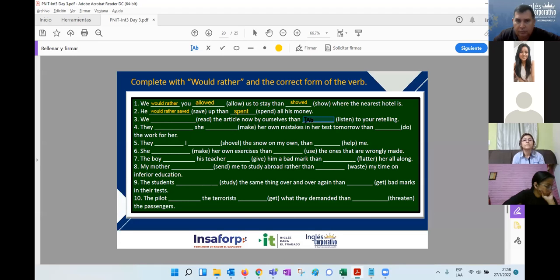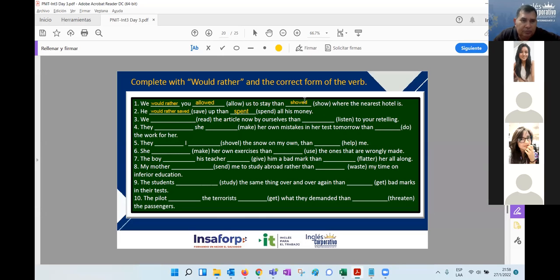Todo su dinero. Teacher, in those sentences, the verb both is in the past? Only one. In number one, only allowed, and this is in the present, show. Then show. Okay. Exactly. And this one, there is no subject, right? So it's present. You use past only when you have a subject, like you or she.